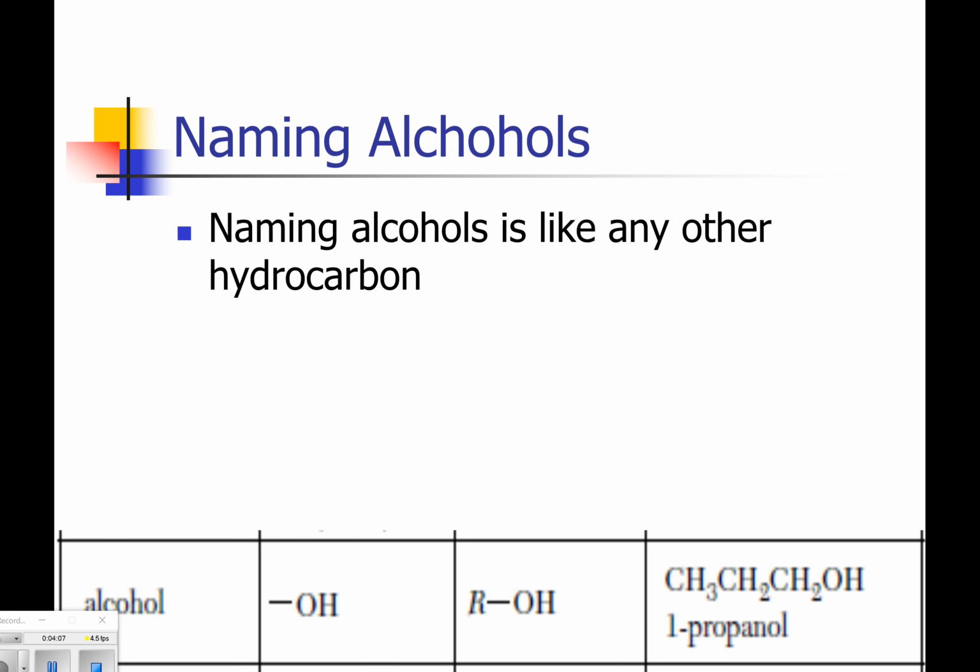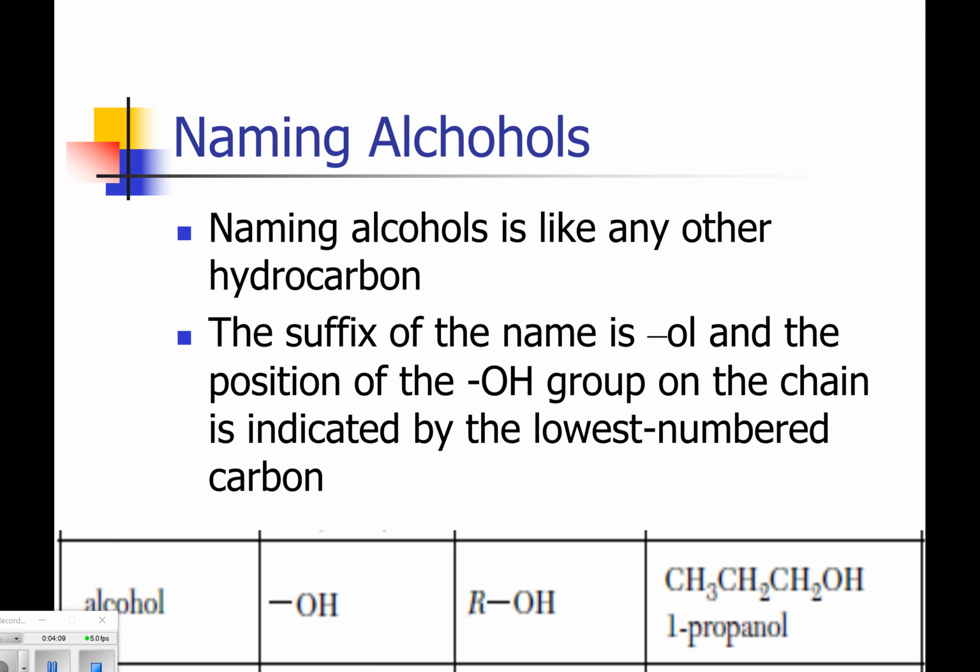Now, naming alcohols is just like any other hydrocarbon. The suffix of the name is going to be -ol, so that's what the ending is going to get. And so we get alcohol, -ol. And the position of the OH group on the chain is indicated by the lowest numbered carbon. For example, 1-propanol, we can break this down. Prop meaning 3 carbons, the -ol meaning that this is an alcohol.